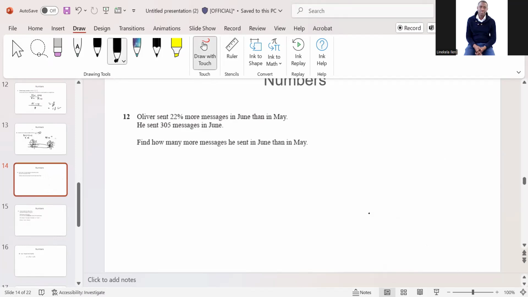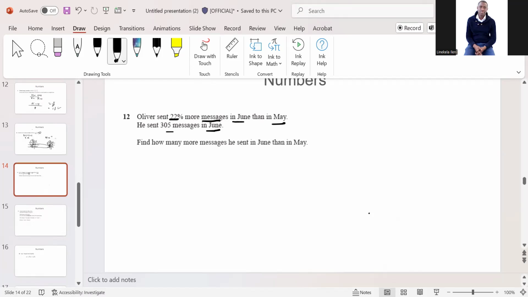Here you're told Oliver sent 22% more messages in June than in May. He sent 300 messages in June. So find out how many more messages he sent in June than in May.